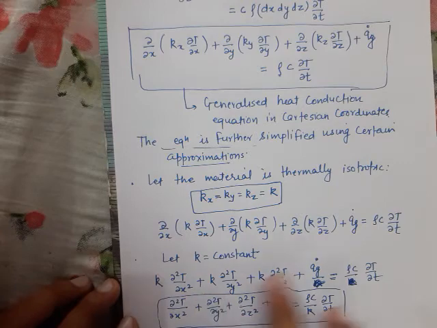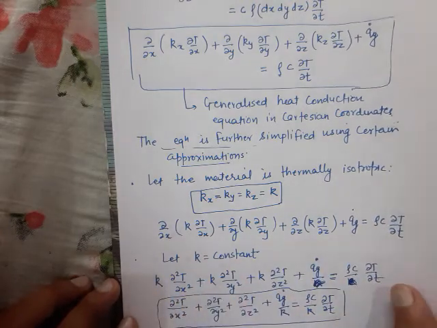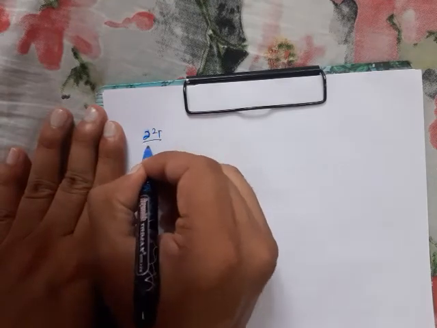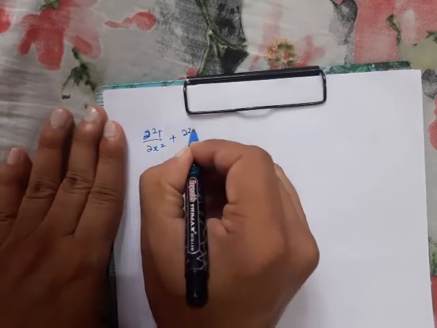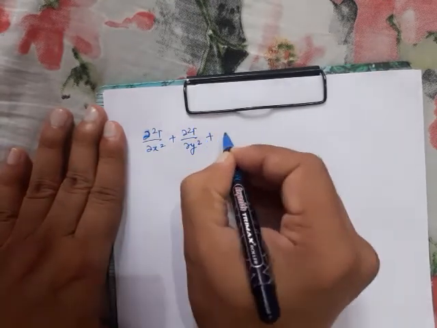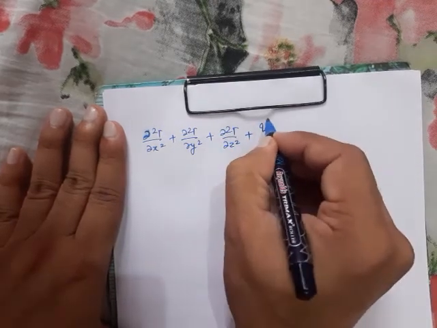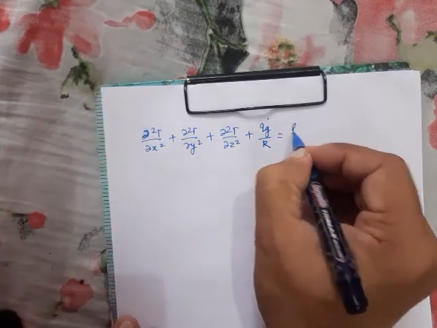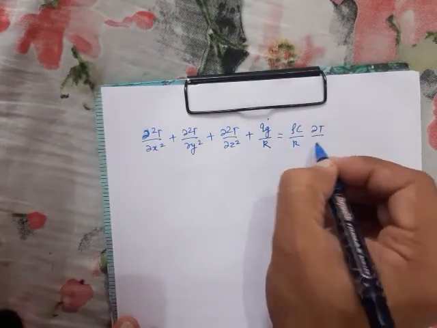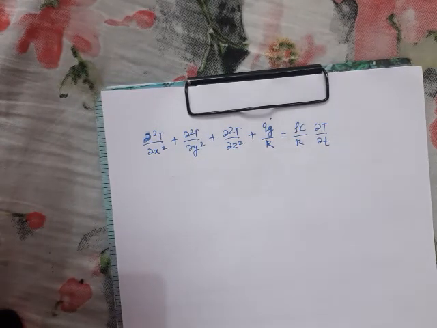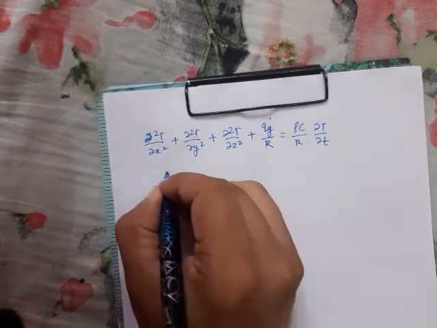I have taken k out, and the whole equation has been divided by k. So what is the final equation? Please note, the final equation is del square t upon del x square plus del square t upon del y square plus del square t upon del z square plus q g by k is equal to rho c by k del t upon del t. Now I am going to define one more point, that is thermal diffusivity.